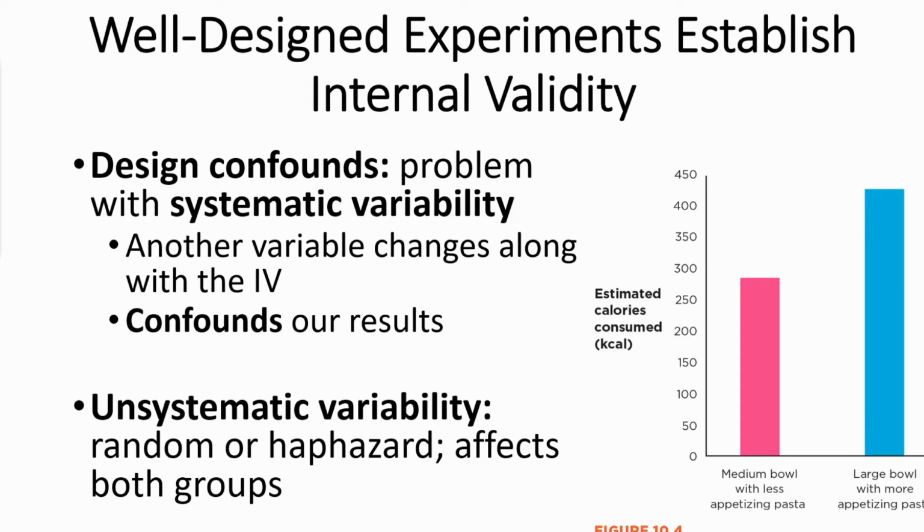Now we can call this a design confound, and we care about this the most specifically when you're seeing this variability, that second variable, happening alongside the independent variable. So, like in my example, where the large bowl group also got better tasting pasta. That's when you see what's called systematic variability. So that second variable changes along with the independent variable. That's when it's causing problems, when it's a real confound.